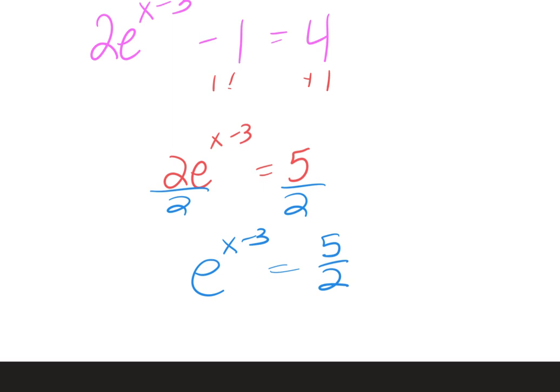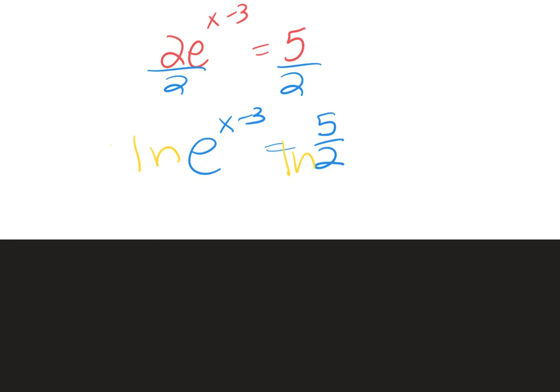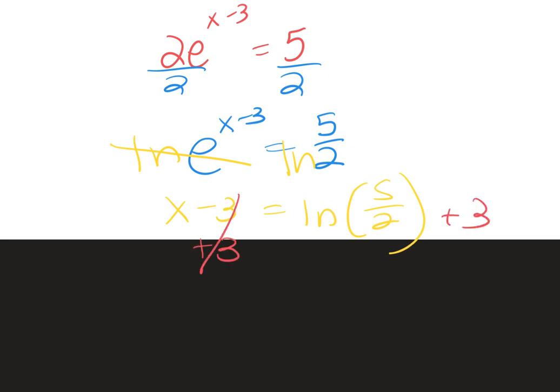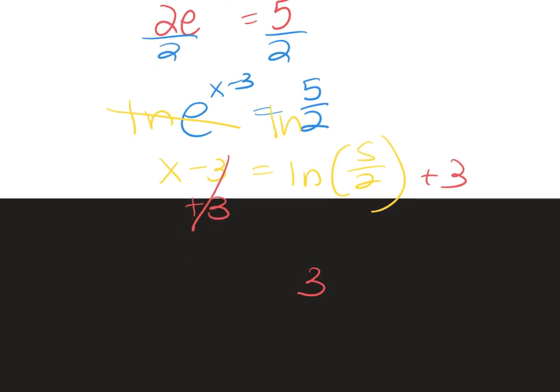And then we ln both sides of the equation. ln of e cancels out. I get just x minus 3 equals ln of 5 over 2. And then I'm going to add the 3. And then in the calculator, you're going to do that whole thing: ln of 5 over 2, and then add 3 to it. And I get 3.916.